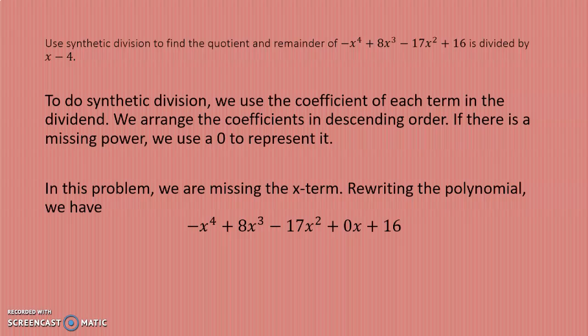To do synthetic division, we use the coefficient of each of the terms in our dividend, and we must arrange those in descending order according to the power. If there's a missing power, we're going to use 0 to represent it. In this particular problem, we are missing an x term, so we'll rewrite our polynomial as negative x to the fourth power plus 8x to the third power minus 17x squared plus 0x plus 16.